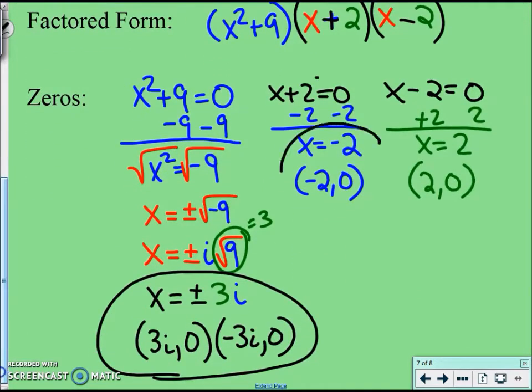Again, I've come up with 4 zeros. I've come up with 4 solutions. 2 are real, 2 are imaginary.